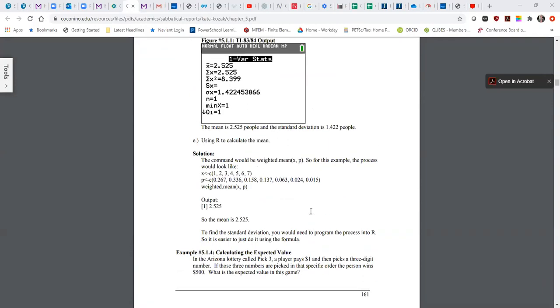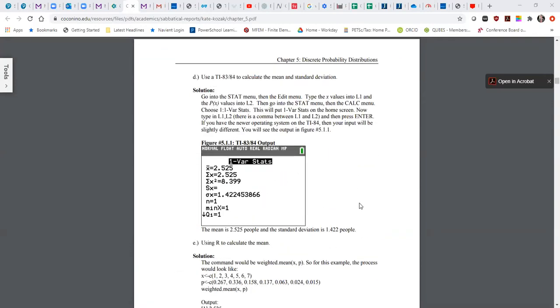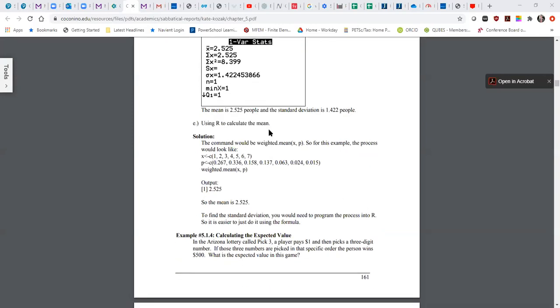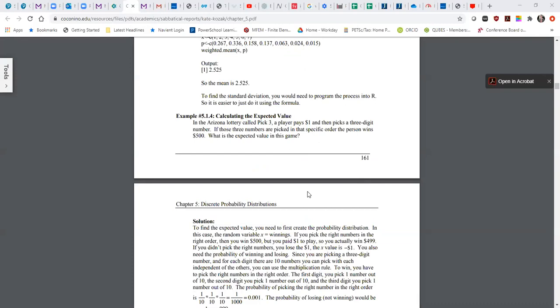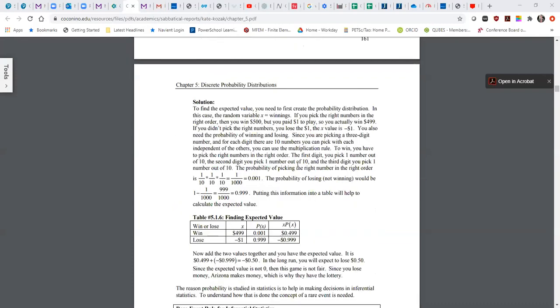This is the example if you want to use the calculator. If you want to use the R program, then you need to put the x first and then put the p, and then you use weighted.mean with x comma p, and you get the output here. So this is for the mean. There's another example here.